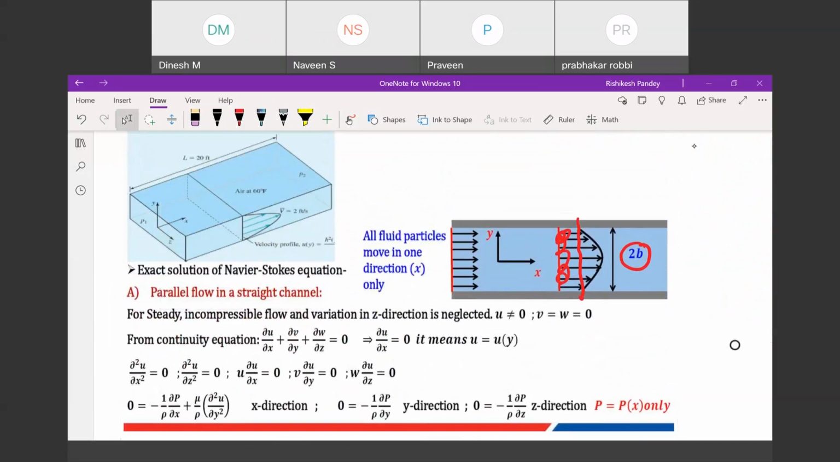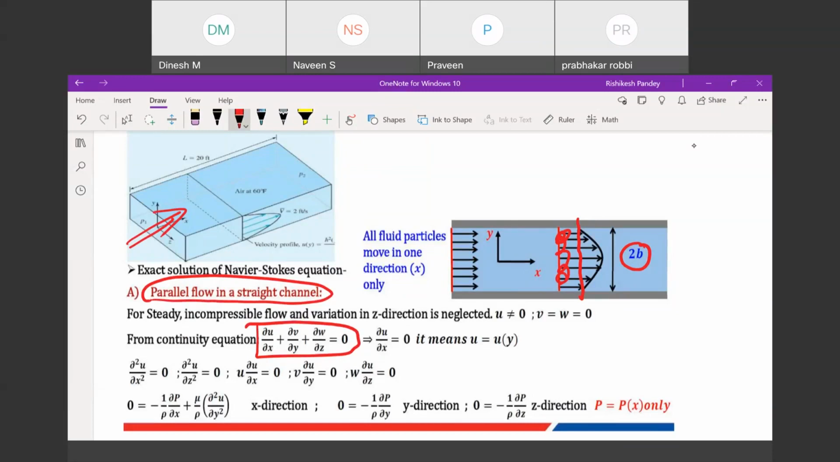And I have told you that for solving any fluid flow, two equations we need to solve simultaneously. That is conservation of mass or continuity equation, and conservation of momentum, which here is the Navier-Stokes equation. So you see, first is the continuity equation, and we are trying to solve a problem for parallel flow in a straight channel, or flow between two plates.